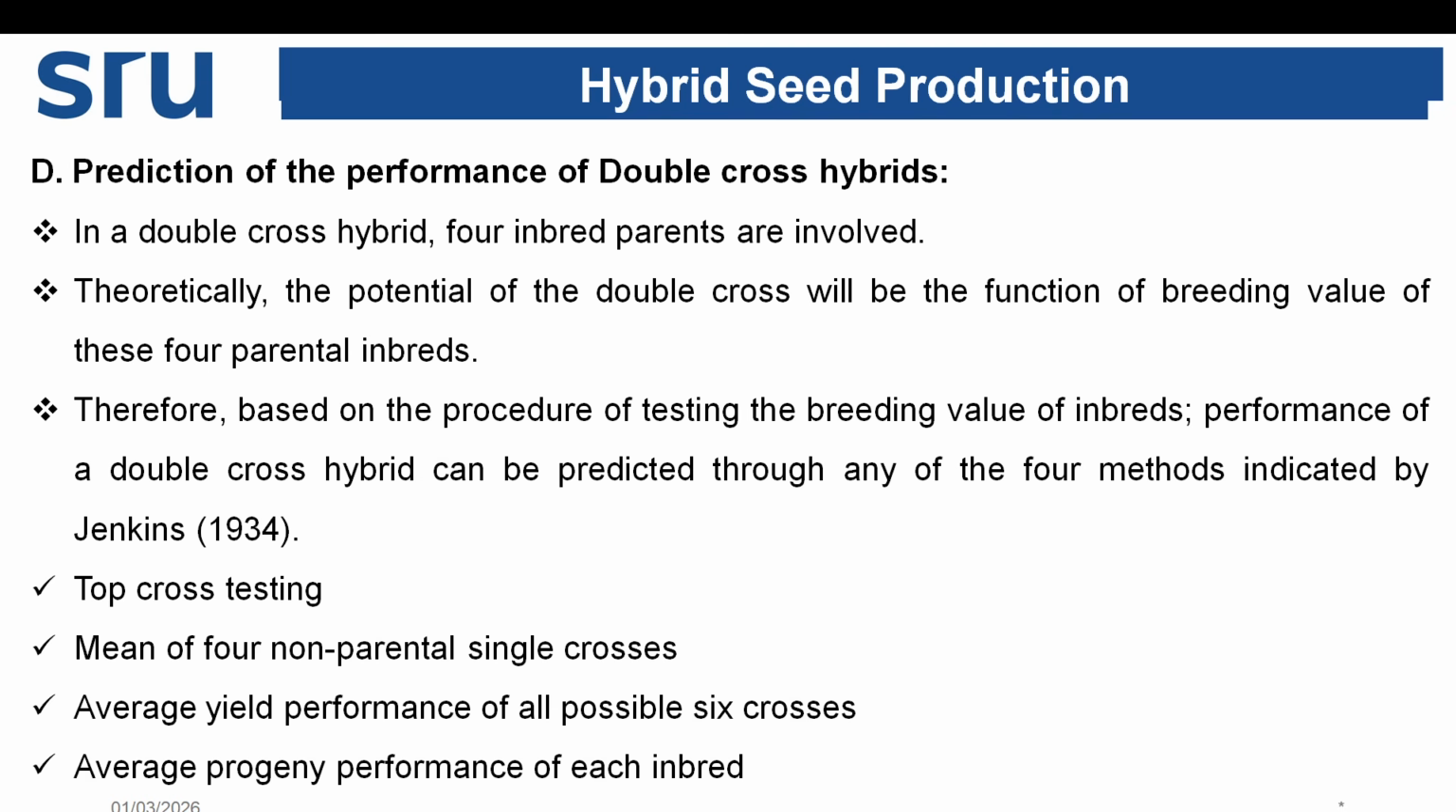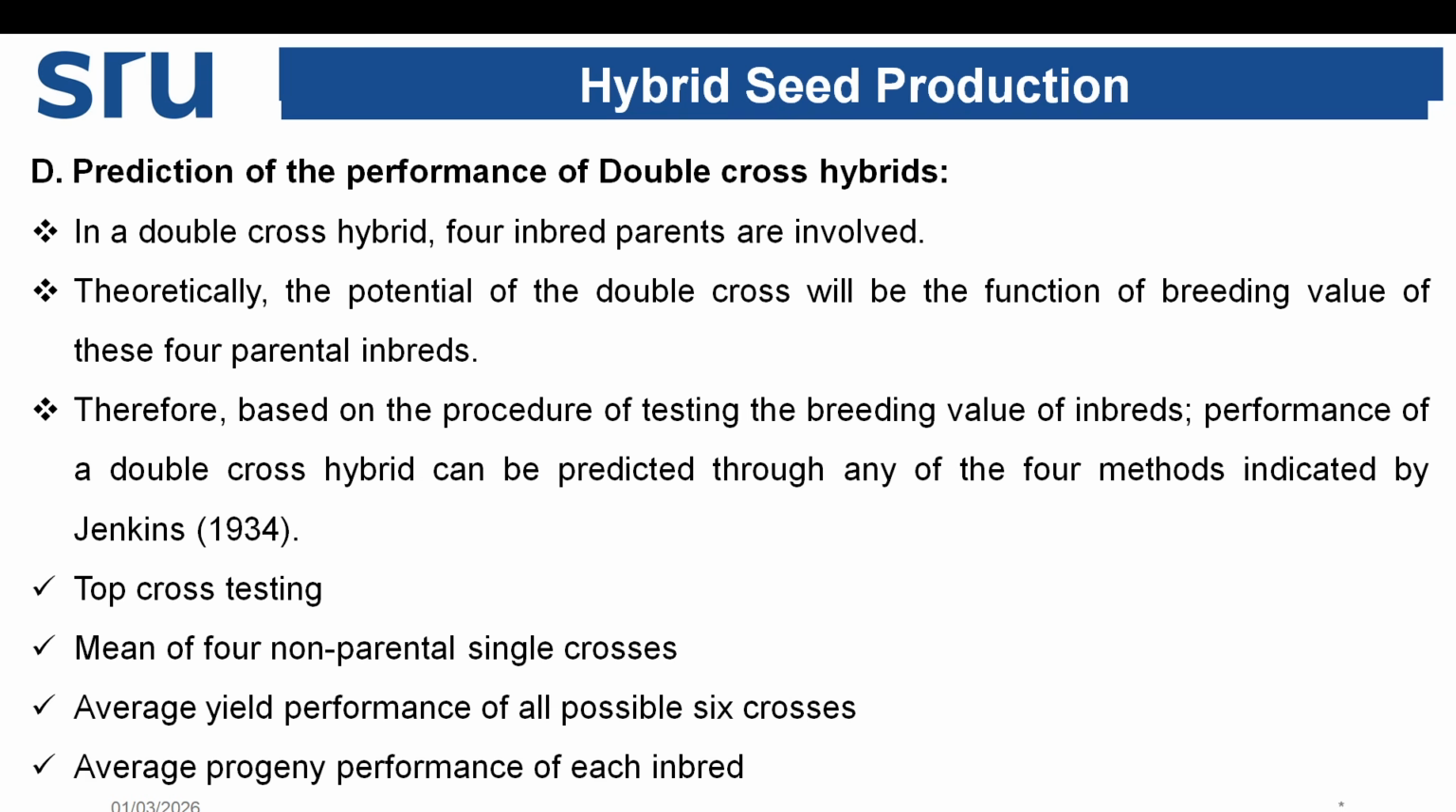So as I told you, double cross means cross between 2 single crosses. That means involvement of 4 parental inbreds. Therefore, based on the procedure of testing the breeding value of inbreds, performance of double cross hybrids can be predicted through any of the 4 methods given by Jenkins in 1934.